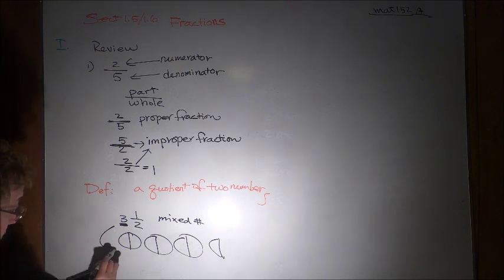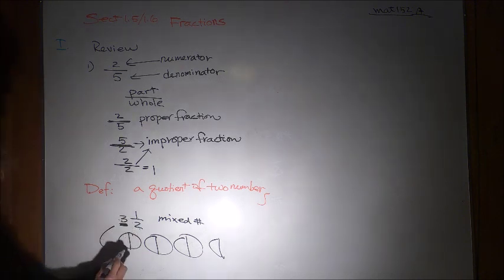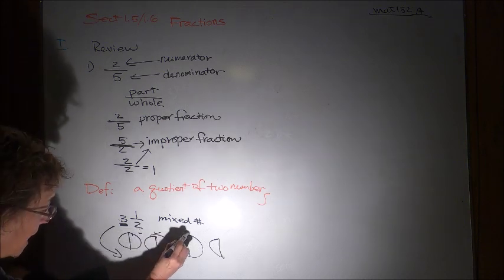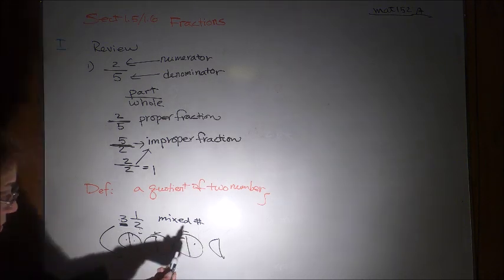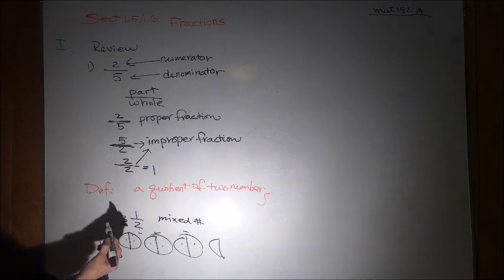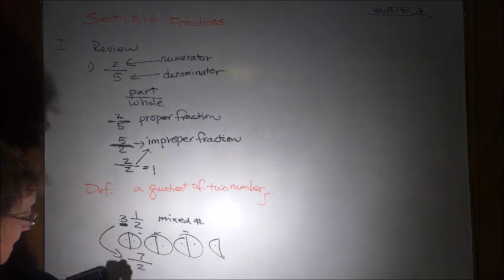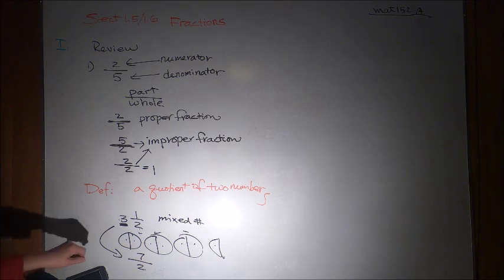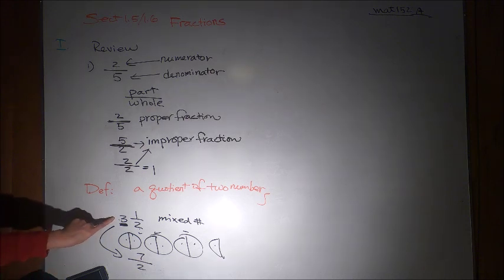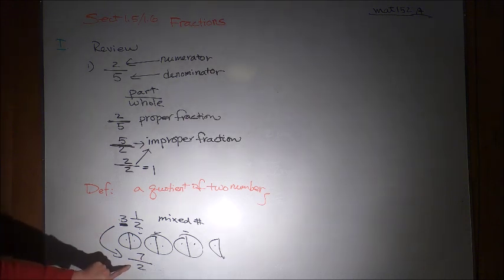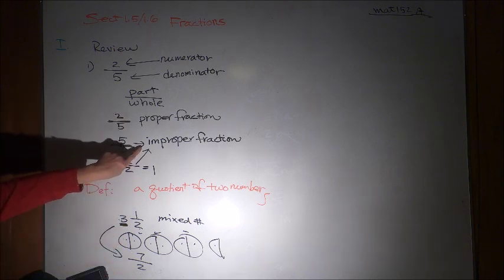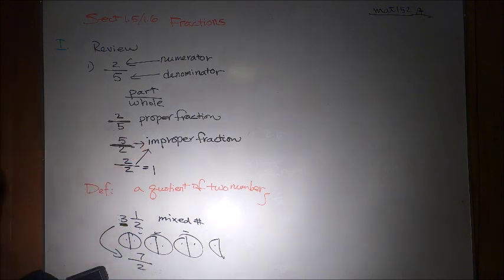So what do you do? You do 3 times 2. 3 of them times those 2, right? So 3 times 2 is what? 6. Then you plus 1 more, so it's 7/2. So we just changed from mixed number to a what? To an improper fraction, right?